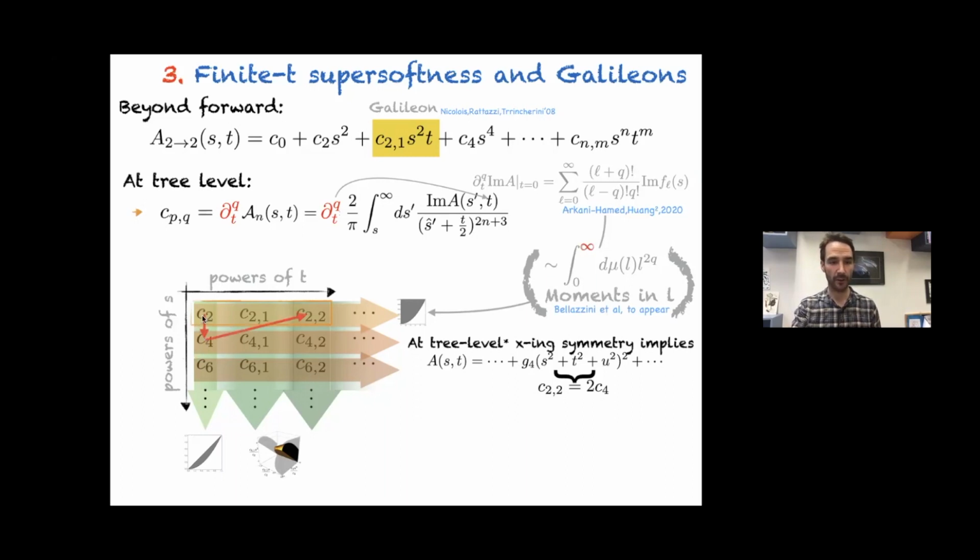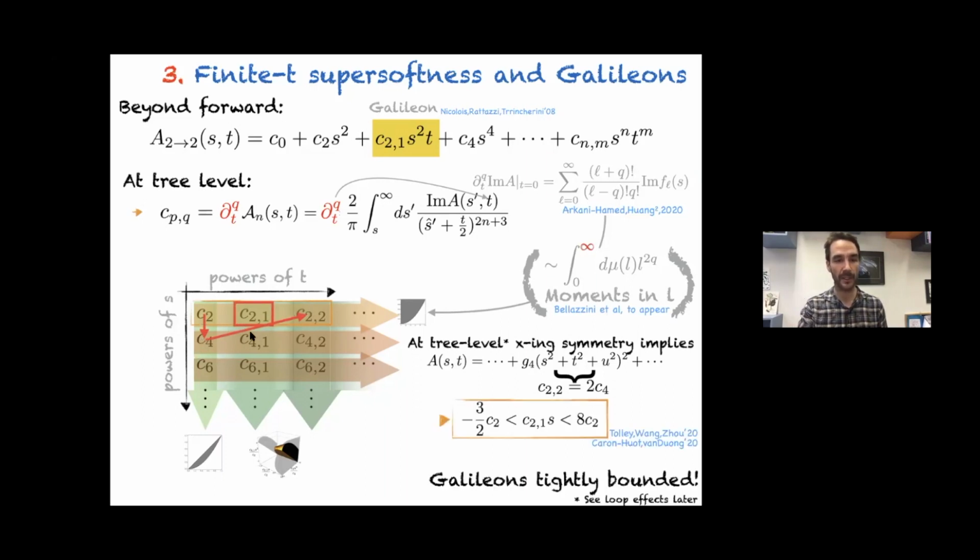So we know that C4 is smaller than C2. Now we relate C4 to C2,2, and this is telling us something about C2,1, the Galilean coefficient. And it basically leads us to a two-sided bound on this Galilean coefficient, as was recently pointed out in these articles that appeared in November. So it appears that now, in addition to what I've been saying before about all the other coefficients, also the Galilean coefficient is tightly bounded from below and above.